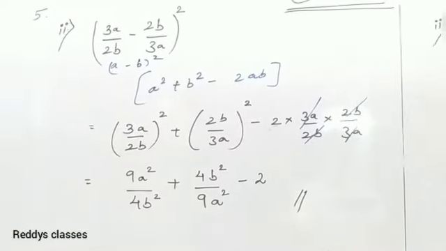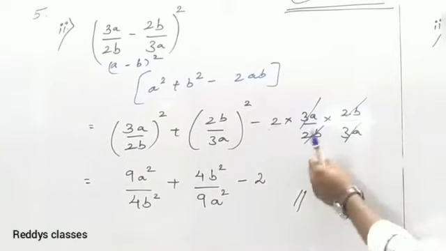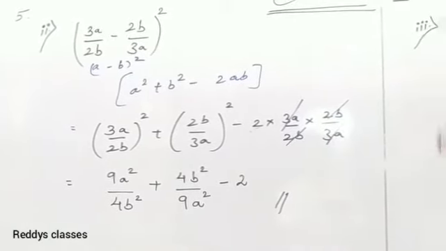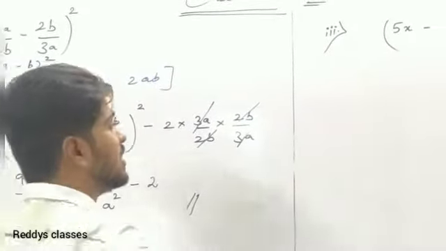How? 9a square upon 4b square plus 4b square upon 9a square minus 2. That's it. You have to see which of the crossing values is going to cut. That's it. You solve this equation. Now let us see the next question here.